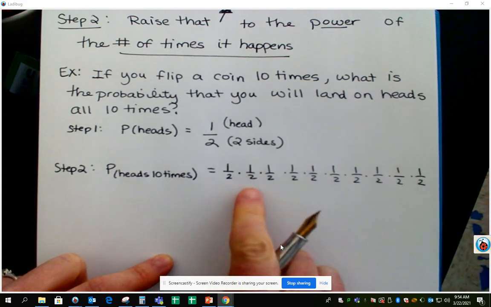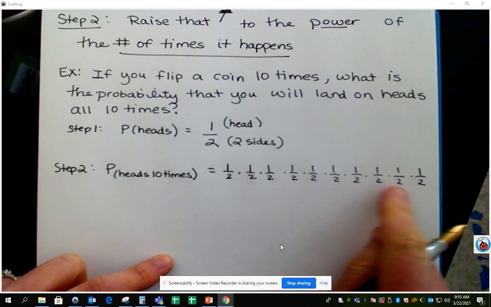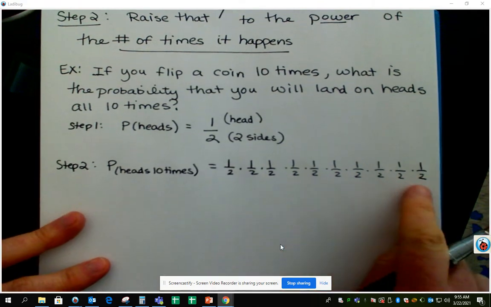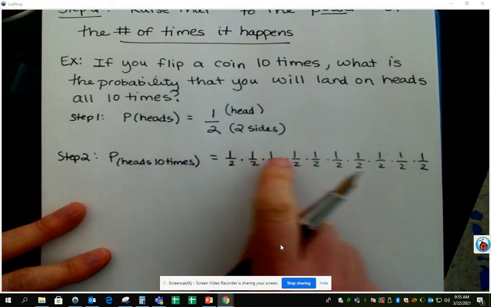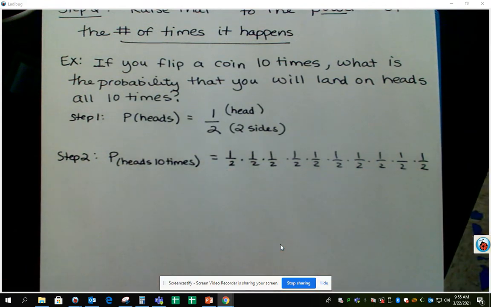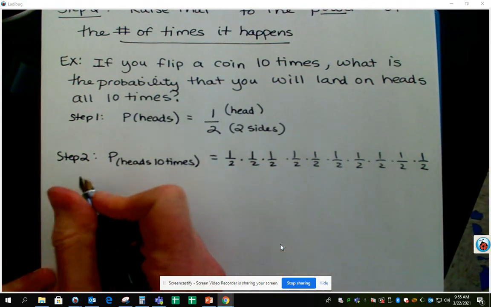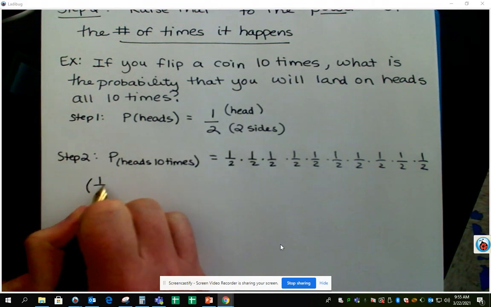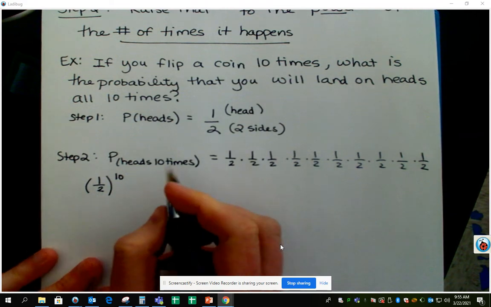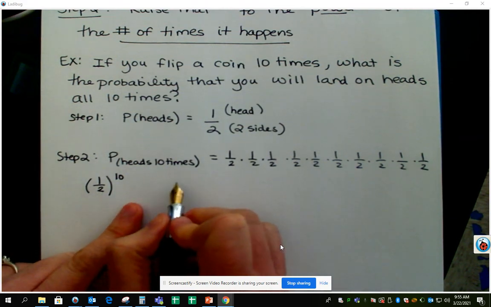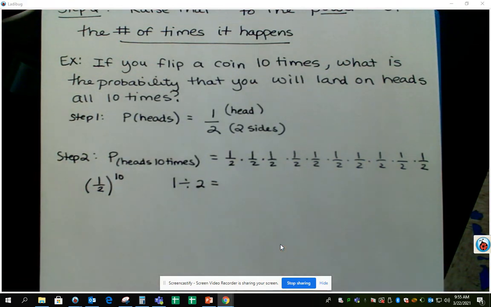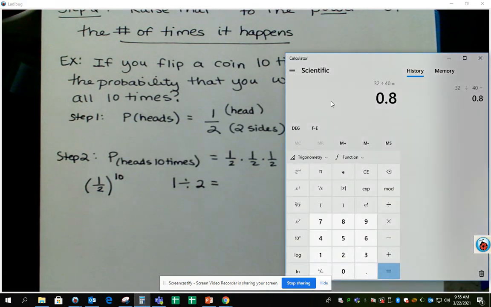Did I do it right? 1, 2, 3, 4, 5, 6, 7, 8, 9, 10. Instead of having to do this out by hand, which would be 1 times 1 times 1 times 1, and then 2 times 2 times 2 times 2, you can do it on your calculator. You can do it as 1/2 in parentheses to the 10th power, or you can make it a decimal first. You could do 1 divided by 2 and get that answer. Do it on the calculator so you can follow.